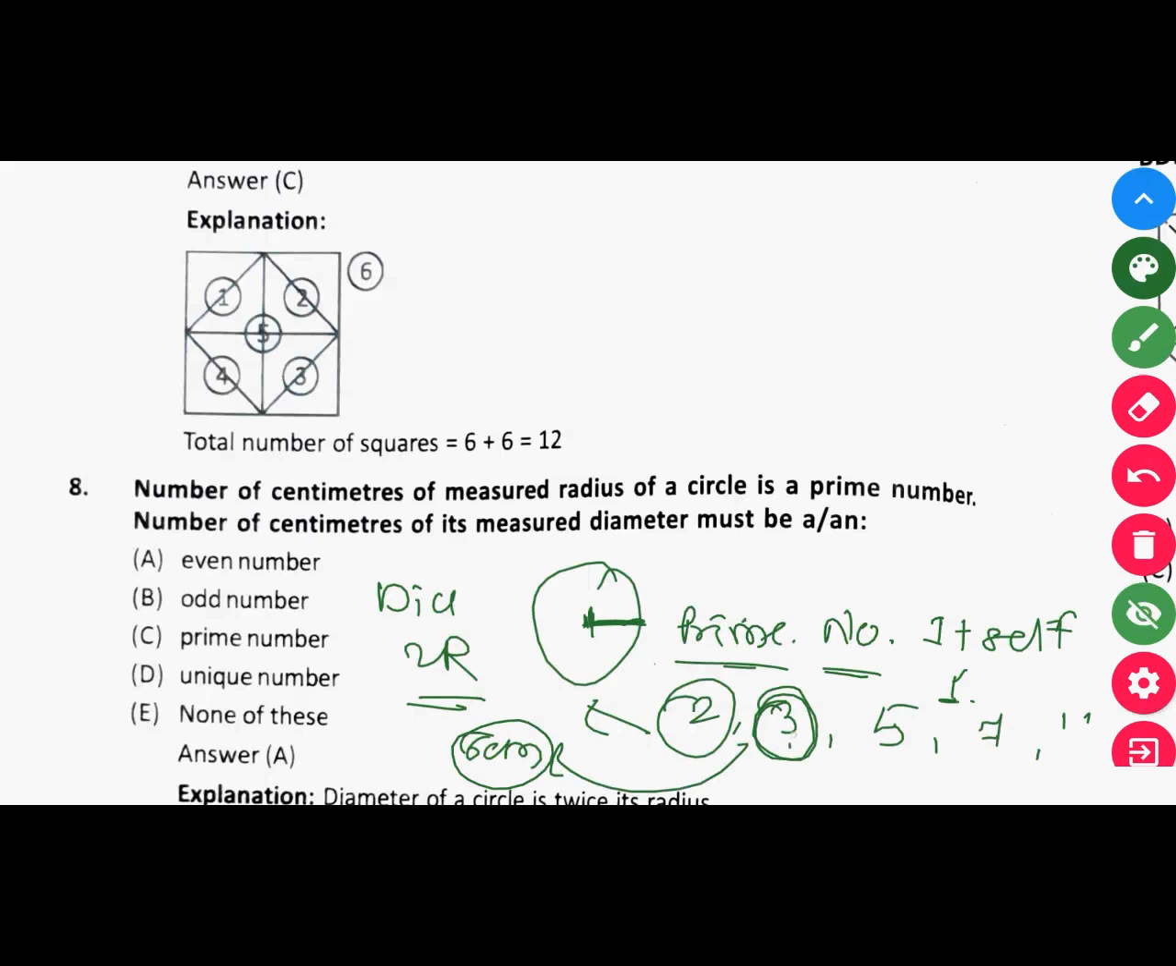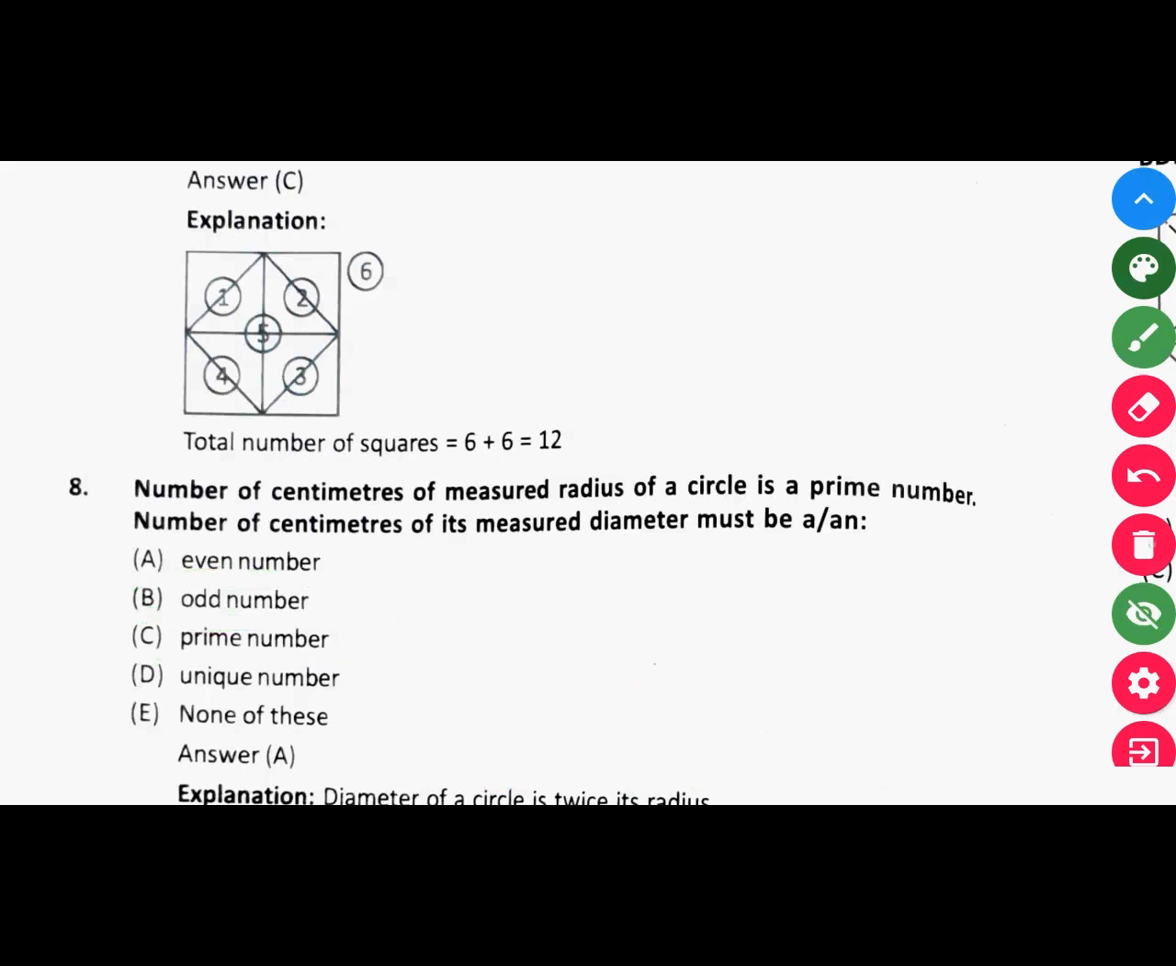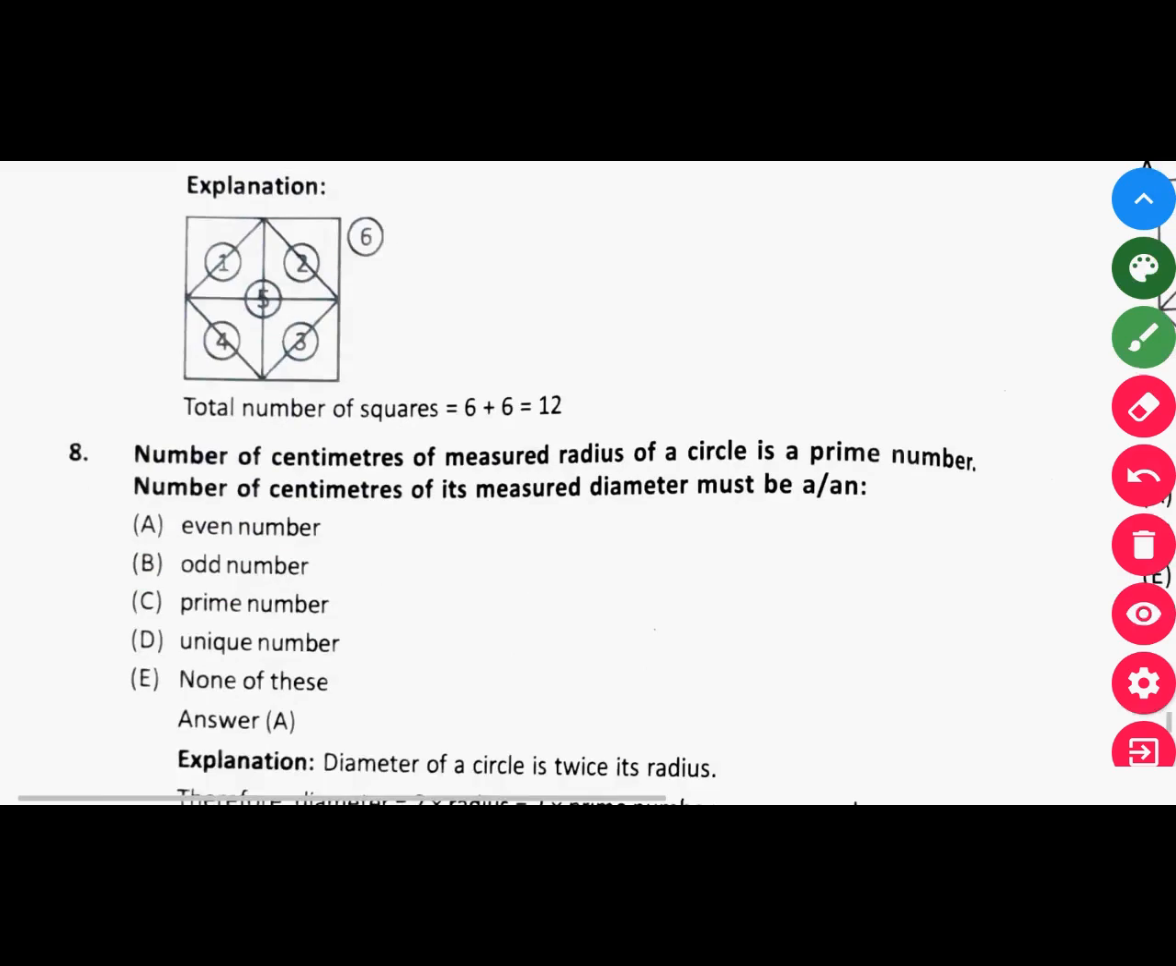If radius is 5 centimeter, diameter is 10 centimeter. So if the prime number is an odd number, we get the diameter as an even number. If the prime number is 2, then also we get the diameter as 4 centimeter, which is also an even number. So our answer should be even number, because we didn't get an odd number by multiplying a prime number with 2.